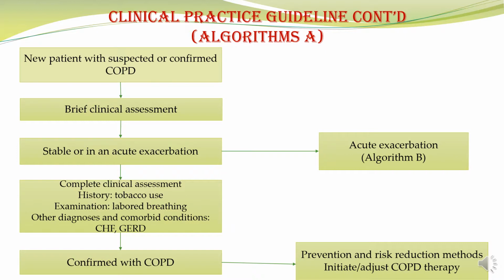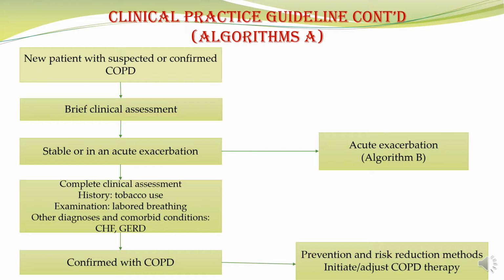If the patient does not have an acute exacerbation, a complete clinical assessment will be performed to determine comorbid conditions by asking patients' history, such as tobacco use, activity level, exercise tolerance, symptom burden, and history of acute exacerbations. For examination, include pulse oximetry, wheezing, use of accessory muscles, labored breathing, and BMI. Assess for other diagnoses and comorbid conditions such as cardiovascular disease, CHF, pulmonary embolism, sleep disorders, abnormal nutritional status, GERD, depression, and anxiety.